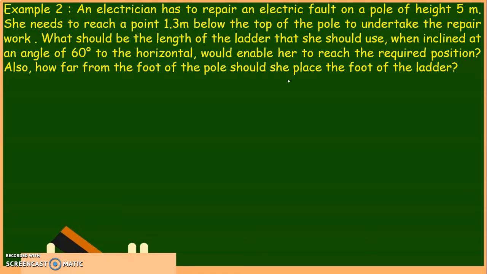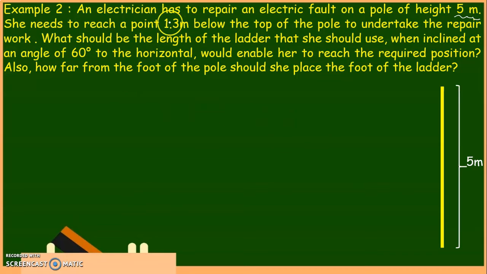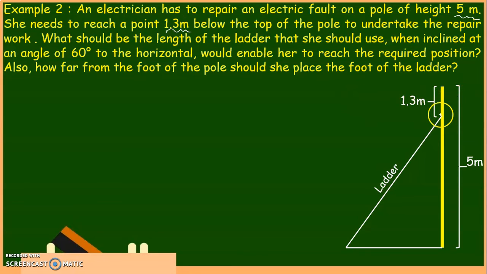So first of all, let's draw the figure. Here it is given that electric pole is of height 5 meter. So let's take the pole which is of height 5 meter. Now an electrician needs to reach 1.3 meter below the top of the pole. So let's take the ladder, and she needs to reach 1.3 meter below the top of this pole. And the angle of elevation of this ladder is given 60 degree.